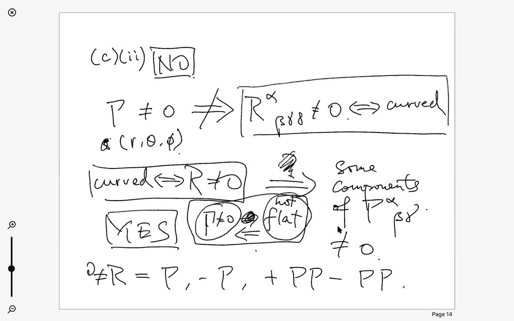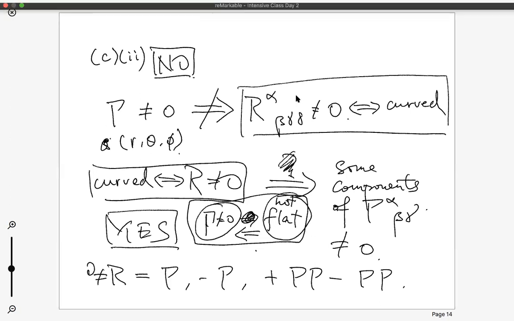And I hope that these two sub-questions, C1 and C2, have given you a clearer picture, or clearer logic, about what it means when the Christoffel symbols are zero or non-zero, and the Riemann tensor is zero or non-zero, and what we can say about the curved nature of the space-time, whether it's flat or curved, given the Christoffel symbol and the Riemann tensor.